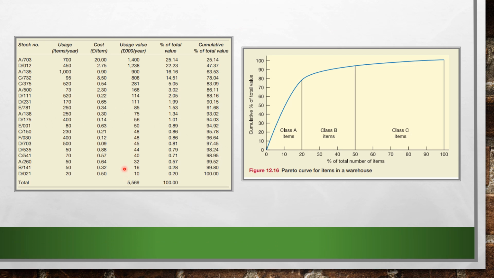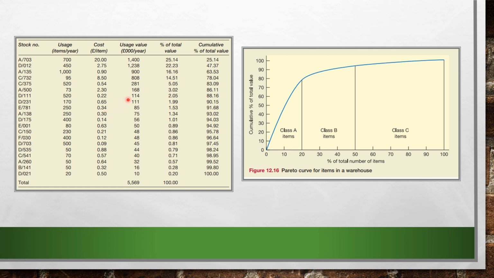So we have here a simple illustration of Pareto Law and the ABC system. This table shows the parts stored by the wholesaler. There are 20 different items, from A703 to the 221, that vary in terms of both their usage per year and the cost per item. So you can see here the usage per part and the cost per part.